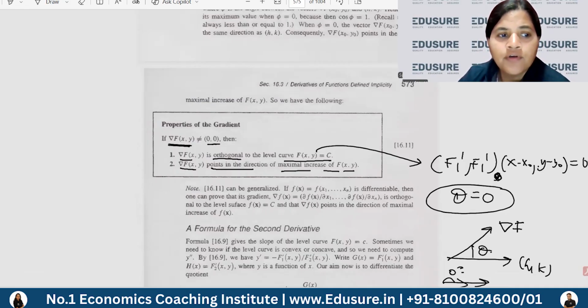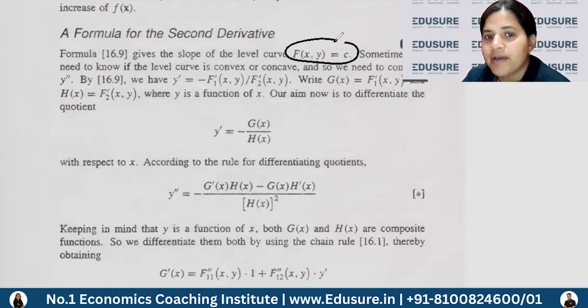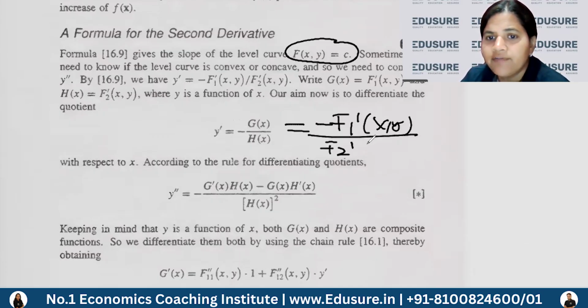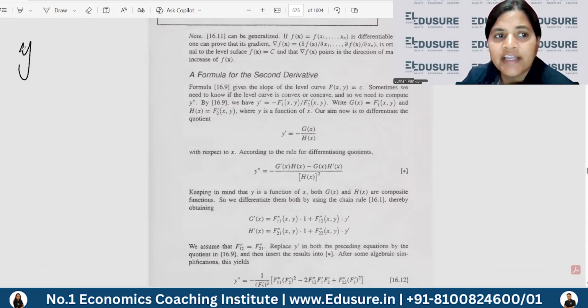Now we have the formula for the second derivative. We have already seen that if we have a function of the type f(x, y) equals c, then y dash is minus g(x) upon h(x), where this is minus f1'(x, y) and this is f2'(x, y). Till this point we have derived this. Here g(x) is called the first derivative with respect to x and h(x) is the first derivative with respect to y. Now we are interested in calculating the second derivative. So y dash is minus g(x) upon h(x).